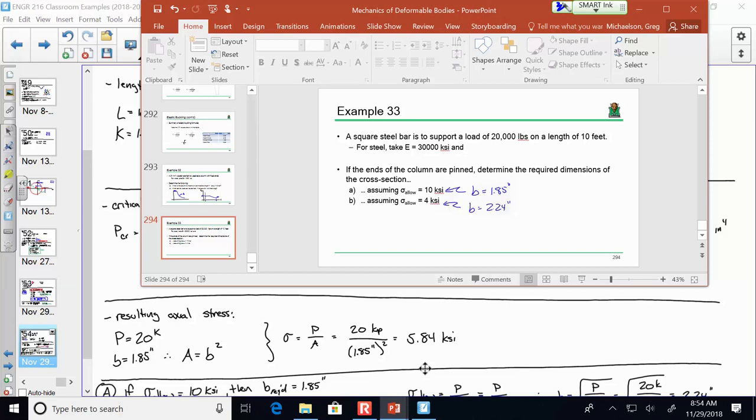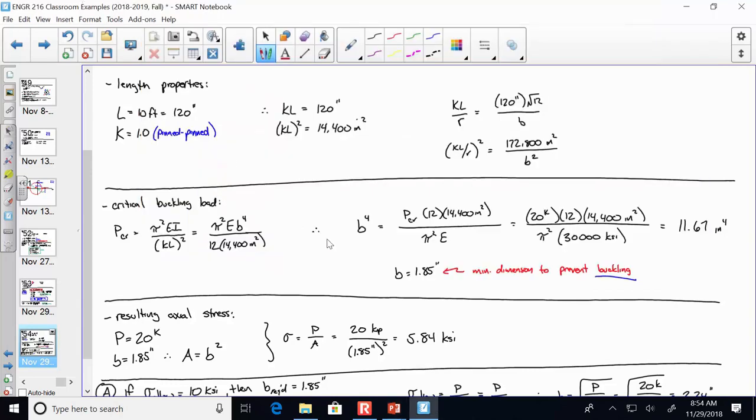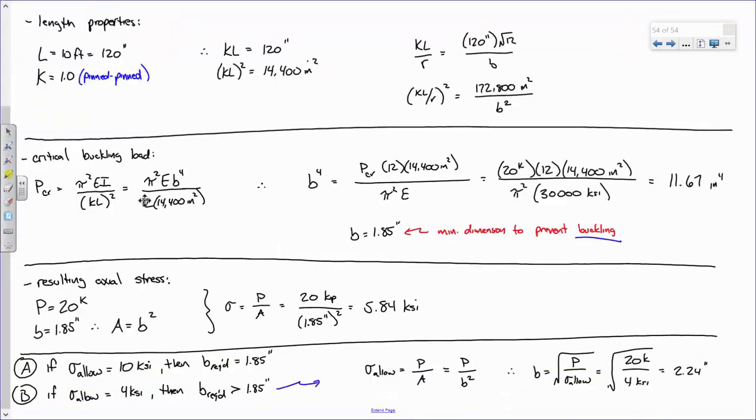So why can't you make your B dimension smaller if your allowable stress goes up? It'll buckle. Because it'll buckle. Tell you what, let's just make up a number, okay? Let's say B equals 1.5 inches, right? Let's look at this right here. If B is 1.5 inches, what's P critical? Somebody tell me. Plug and chug and tell me what you get.